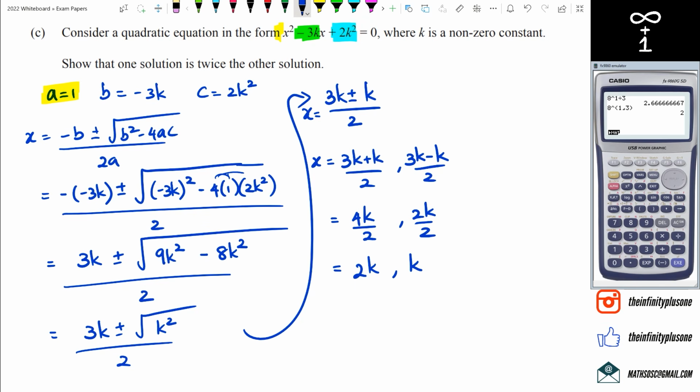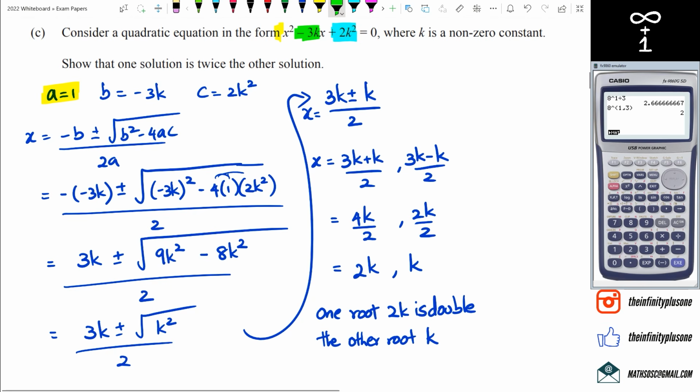So in here, you can actually see that 1 root, 2k, is double the other root. So this is one way of doing this question. Sorry, I should have actually put this, there's my b value and c value. This is the way I would have approached this question, because I'm trying to find solutions. The moment I'm looking for solutions, I'm just going to put it straight in the quadratic formula.